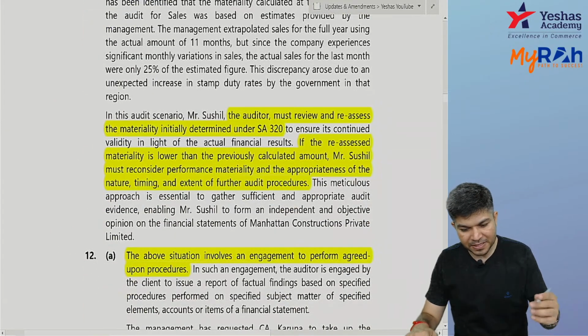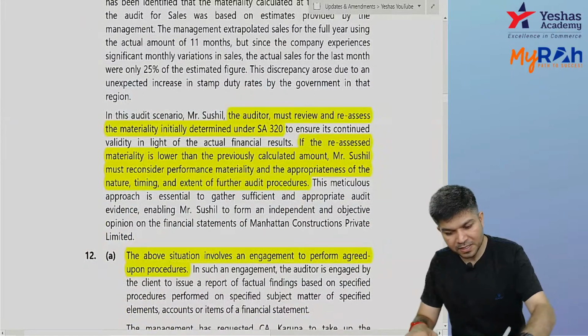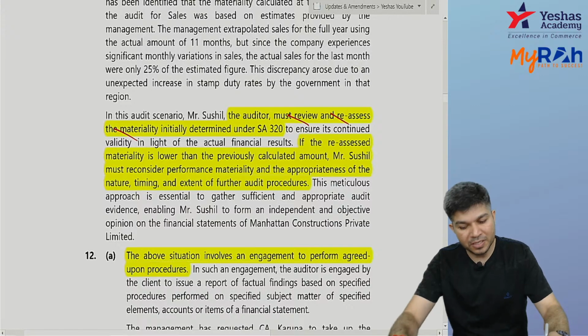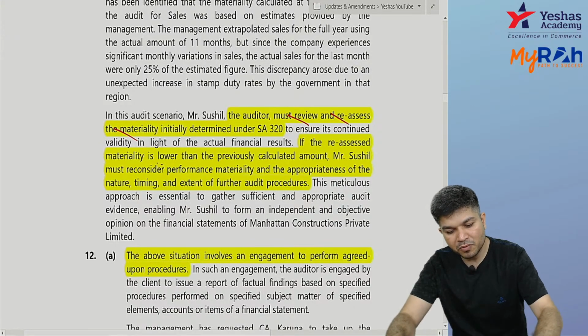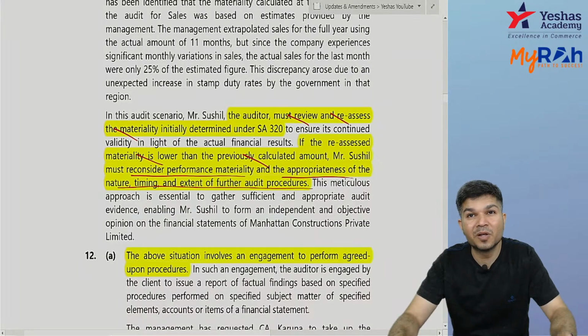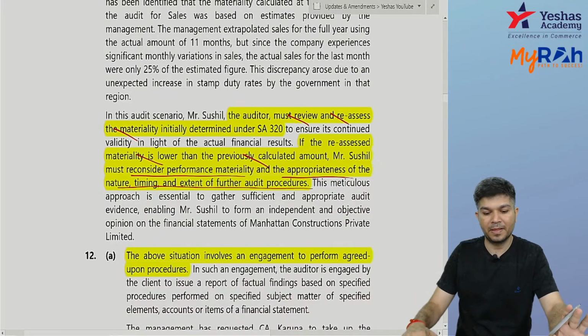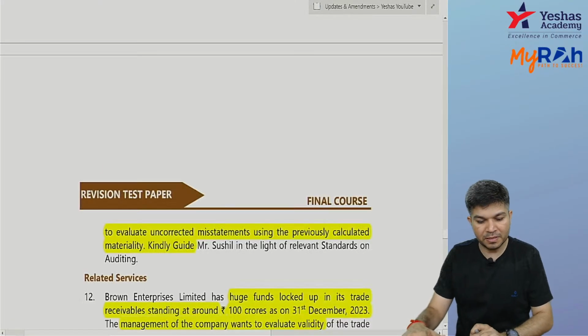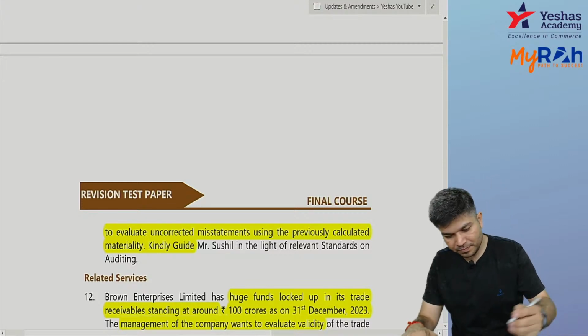Fine. In the present case, the auditor must review and reassess the materiality level initially determined. If the reassessed amount is lower than the previously calculated, you must reconsider the performance materiality and the appropriateness of nature, timing, extent of further audit procedure. Then this was your question number 11.